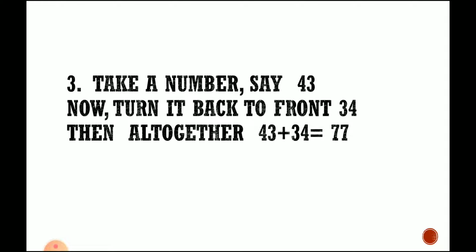Then altogether, what does altogether mean? We can join it. We can add these two numbers. If we add these two numbers, we will get 77, right? So see, if we take a 2-digit number and reverse it, we get another number. If we add the two numbers, we can get 77.